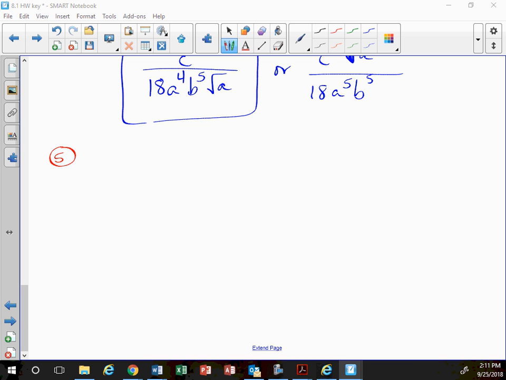All right, I'm going to change the directions on this one. Write using rational exponents. What are rational exponents? Like 1/2. Yes, exponents that are fractions, right? Okay. So let's do this one.